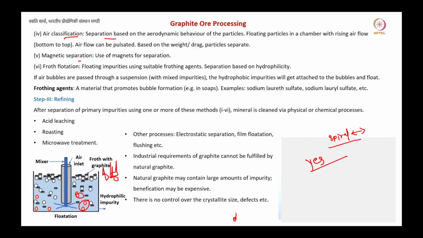The third step is refining. After separation of primary impurities using one or more of these methods, the mineral is cleaned via a physical or chemical process: acid leaching, roasting, microwave treatment. That we will take in another slide. I will explain this process because it is very close to my interest, and it is a very good field to explore, and very few researchers work in this field.